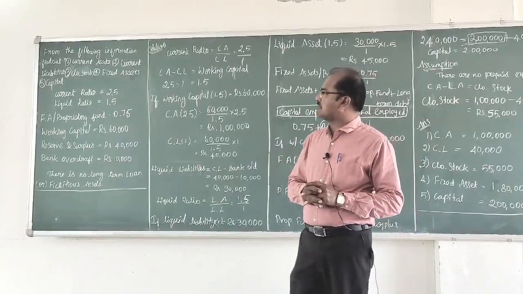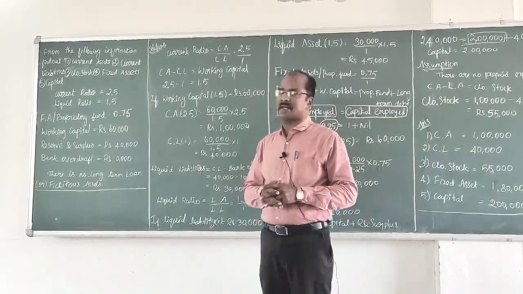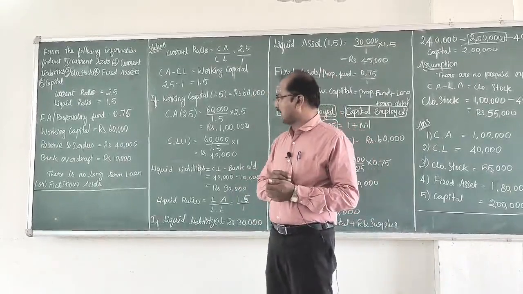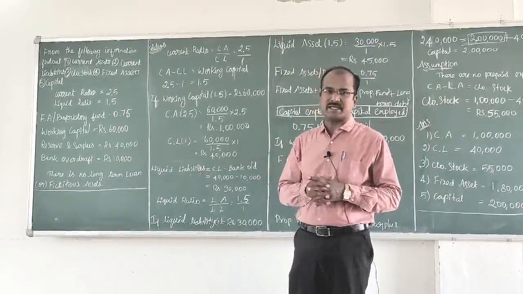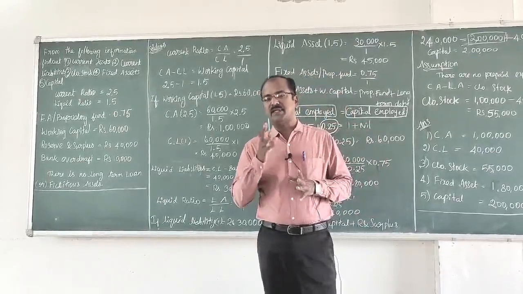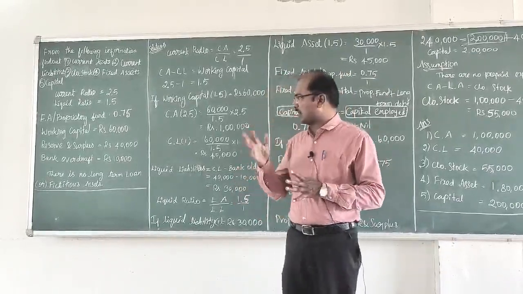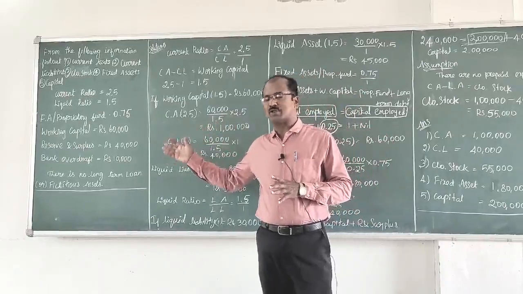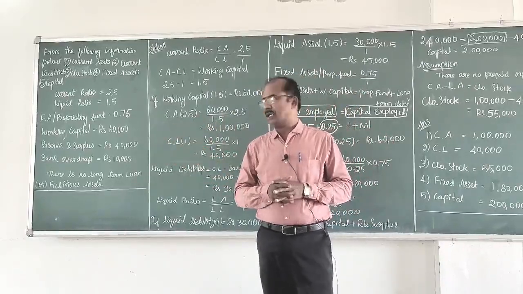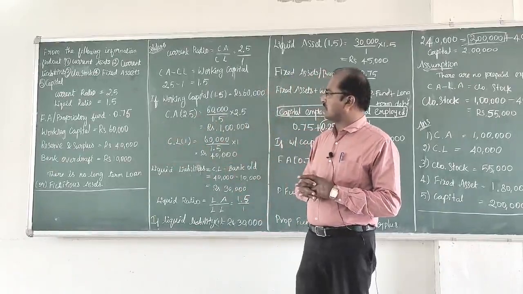From the following information, find out 1. Current assets, 2. Current liabilities, 3. Closing stock, 4. Fixed assets, and 5. Capital. These are all the 5 aspects to be calculated based on the information or the ratios given in the problem. What are all the information given in the problem?